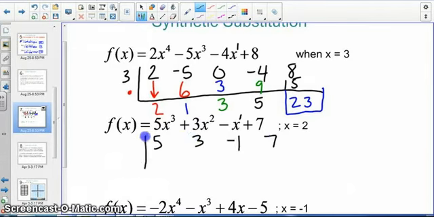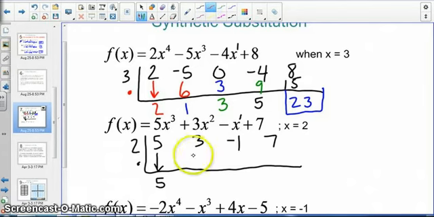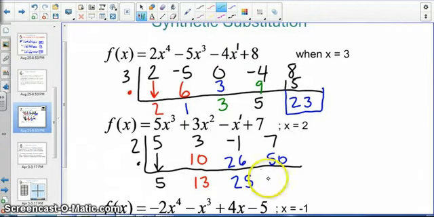Now synthetic substitution is going to help us when we divide polynomials and have to divide using synthetic division. Okay, it's going to be very similar. I'm evaluating this when x equals 2. So I bring my first number down, 5. Multiply it times the number outside, 2. 5 times 2 is 10. Combine these. 13 times 2 is 26. Subtract. 26 minus 1 is 25. 25 times 2 is 50. Combine those, you get 57.